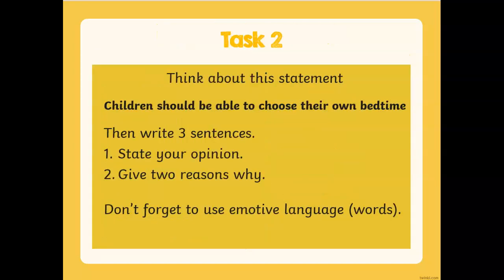What we're going to do is a very similar activity to yesterday with a different topic, but we're going to add emotive language. First of all, I want you to think about this statement. Children should be able to choose their own bedtime. Then you're going to write 3 sentences. The first one will state your opinion. The second one will give your first reason to support your opinion. And the third one will give your second reason to support your opinion. Don't forget to add the emotive language or the emotive words today.